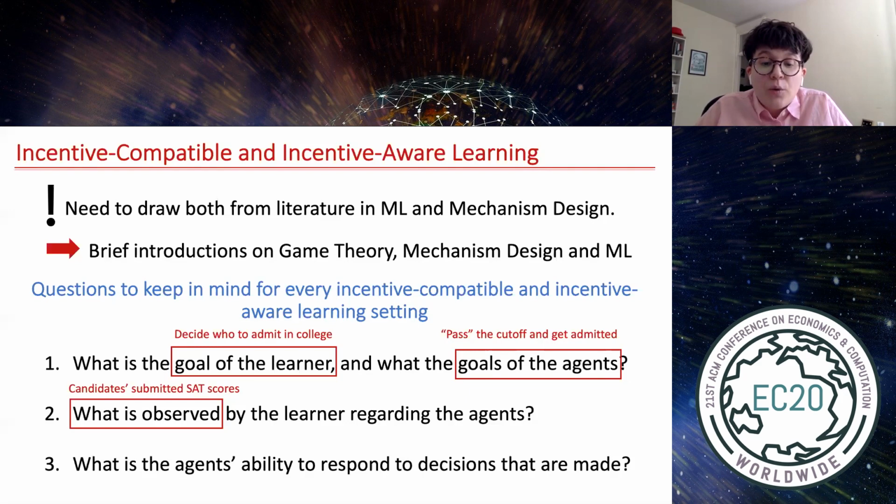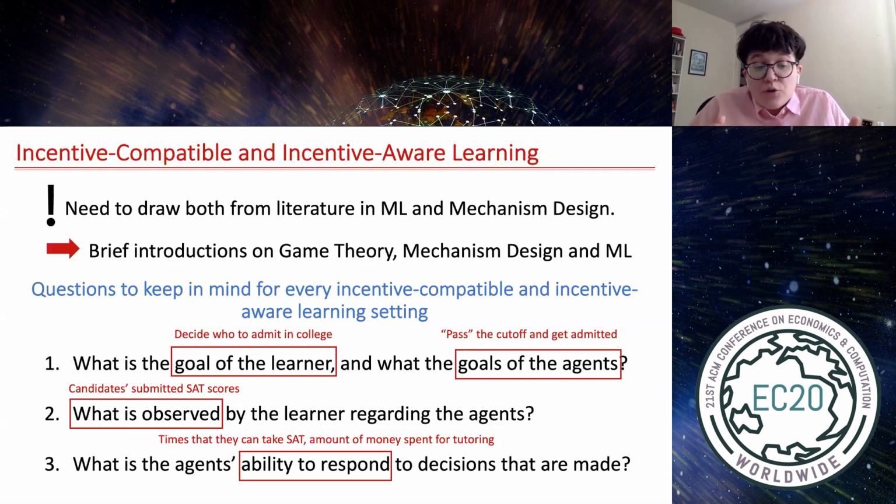And finally, we need to pay attention to what is the agent's ability to respond to the decisions that are made. What do we mean by that? Well, this is a question of the power and the constraints of the agent. For example, in the school's admission process, the power that you have is the number of times that you can take the SAT or the amount of money that you can spend on tutoring. And there are some constraints that are invariable and you cannot surpass them. For example, you cannot change your age.